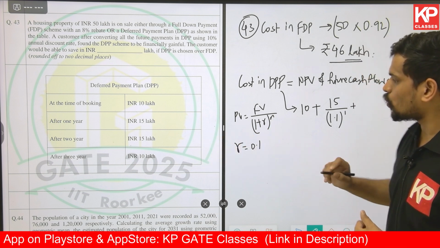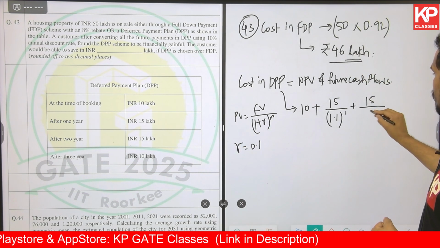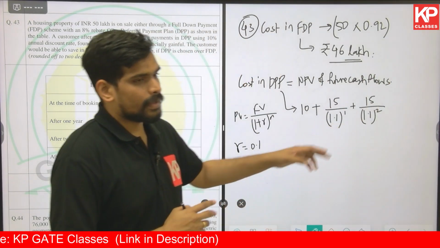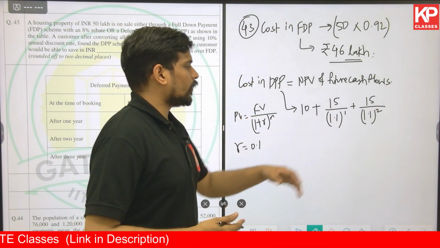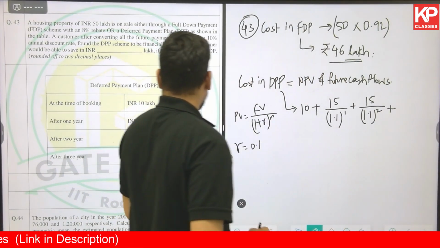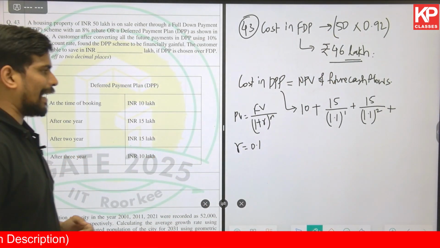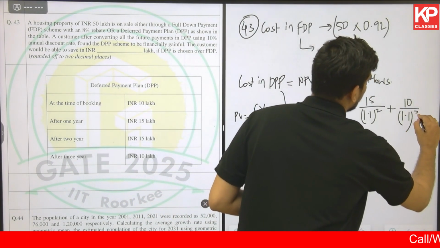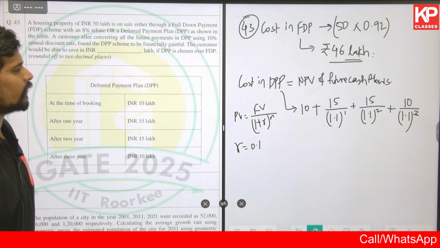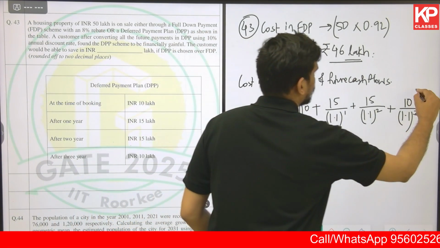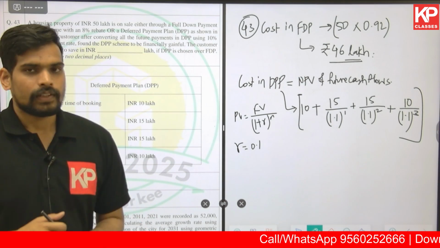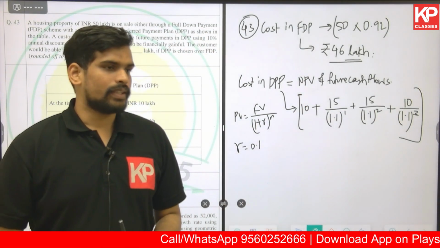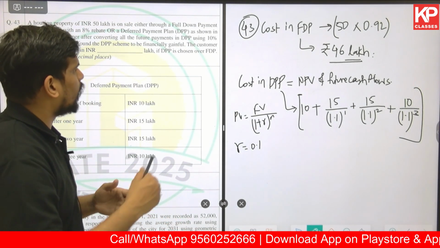The next one, after 2 years, you're again paying 15 lakhs. So 15 upon 1.1 whole square it will be, because you're paying this installment after 2 years, plus the last installment after 3 years is 10 lakhs. So the future value is 10 lakhs divided by 1 plus r, 1.1 to the power of 3, because that installment is after 3 years. So this will be the net present value of all the future cash flows. The future cash flows are 10, 15, 15 and 10 in lakh rupees. So that's the deferred payment plan.